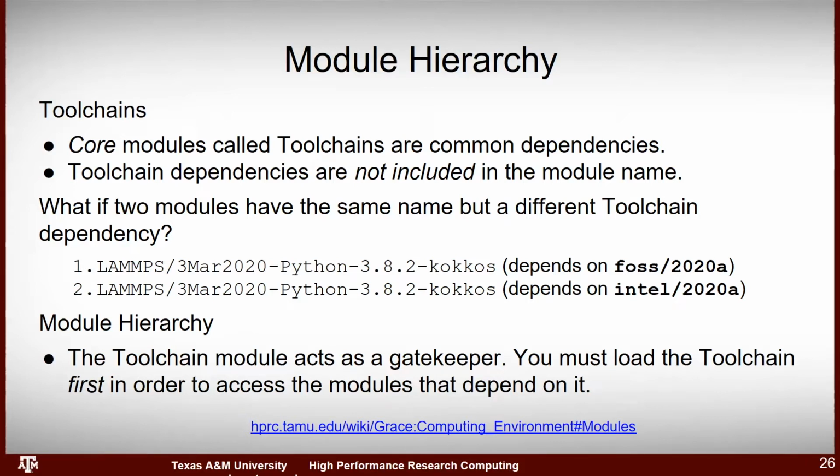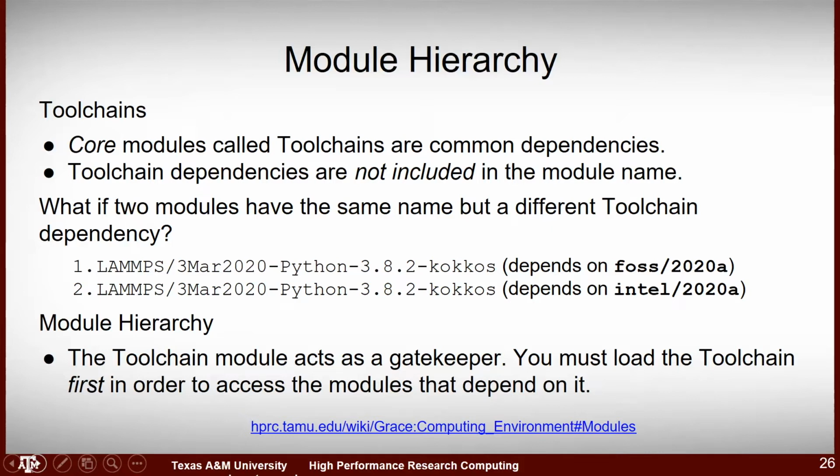If you want to load the module after bullet number 1, first you would load the foss module, then you would load LAMMPS. If you wanted to load the module after bullet number 2, first you would load the Intel module, then you would load LAMMPS. And so the fact that you already loaded the toolchain is how you specify which actual module of LAMMPS you're going to get. Okay? It takes a bit of getting used to, but we tried it the other way and it was a mess. This way is very clean.